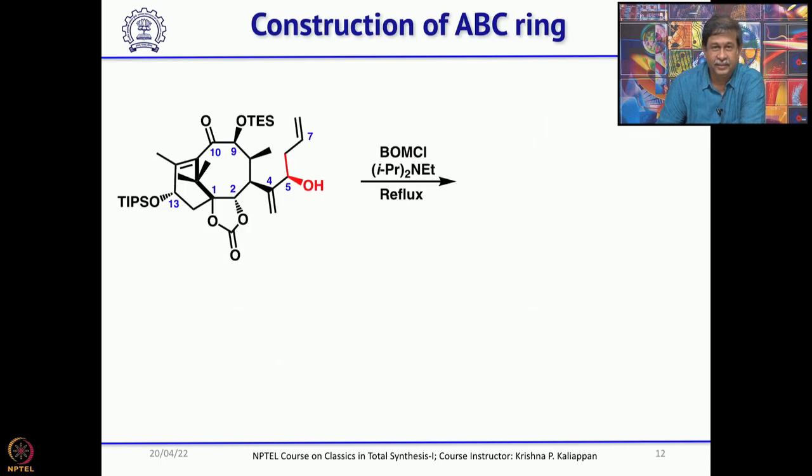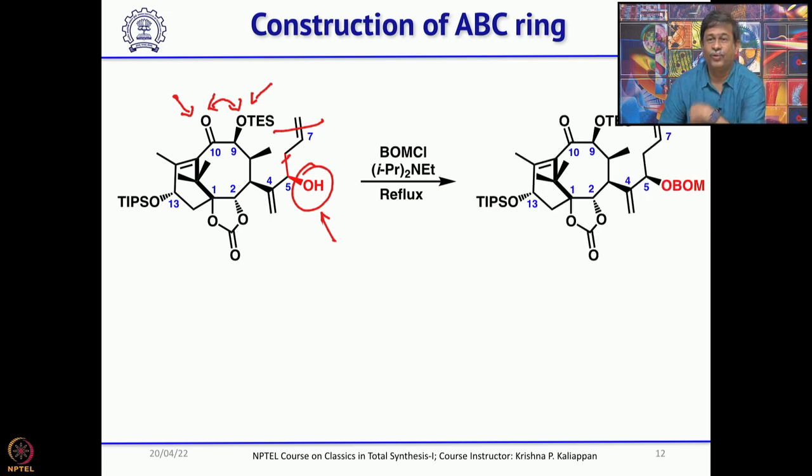What is left now? You have to protect the secondary alcohol, then you have to cleave this, then you have to do the aldol reaction. But for doing the aldol reaction, these two functional groups should be exchanged. Ketone should come here and then OTS should come here. The double bond should be cleaved to get the aldehyde, and these two functional groups should be exchanged, followed by intramolecular aldol reaction. So before that, the secondary alcohol, that allylic alcohol, should be protected. That was protected as BOM chloride, that is benzyloxymethyl chloride. So you get the protected compound.